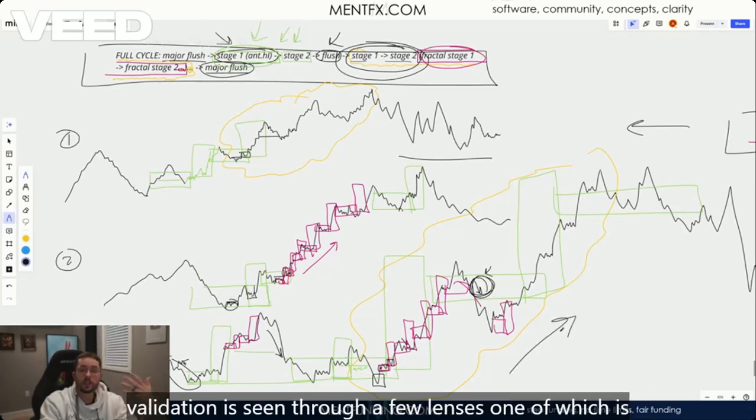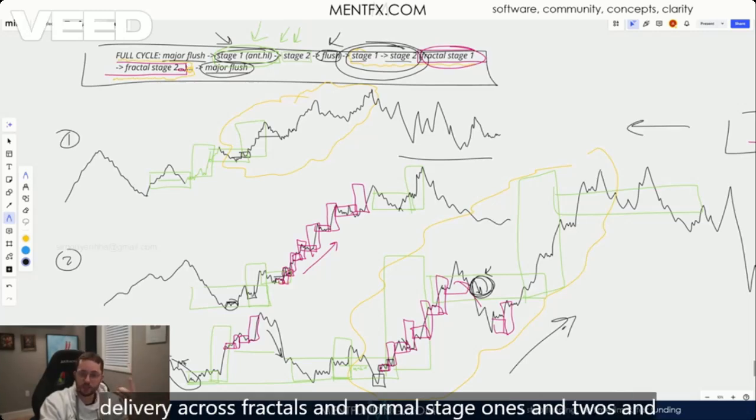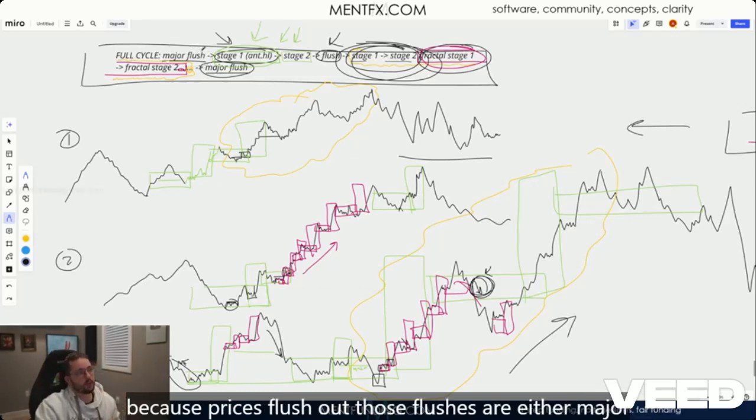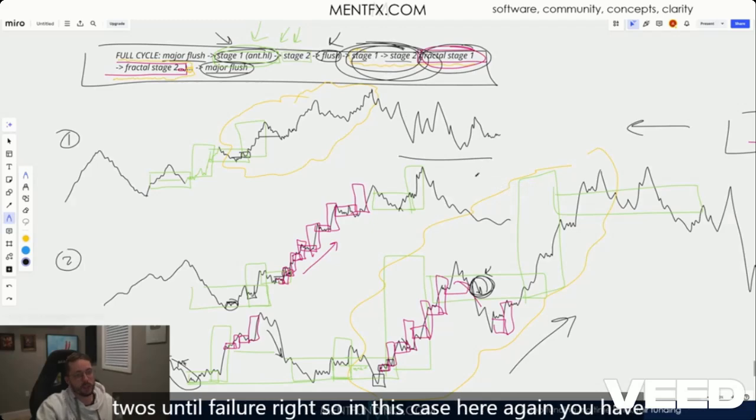And demand validation is seen through a few lenses, one of which is looking at the entry time frame of the EVC and looking for the stage delivery across fractals and normal stage 1s and 2s, and the MBs that come from them as prices flush out, right? Those flushes are either major flushes that likely start some new stage 1 that wants to lead into a larger push, or they're intermediary or later flushes that might lead to a few repetitive stage 1s and 2s until failure, right?